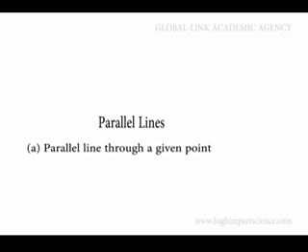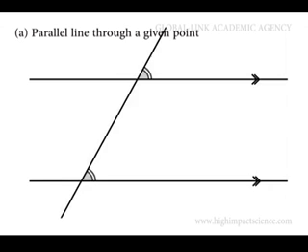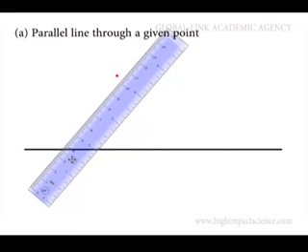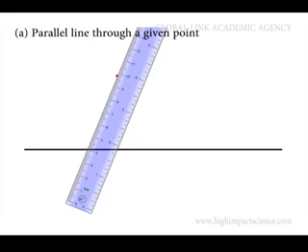Next, parallel lines. Parallel line through a given point. For example, we want to draw a parallel line to this line, but the second line must pass through the red point. We do this using corresponding angles. So we first draw a transversal through the point. Any angle we'll do is just a random line.